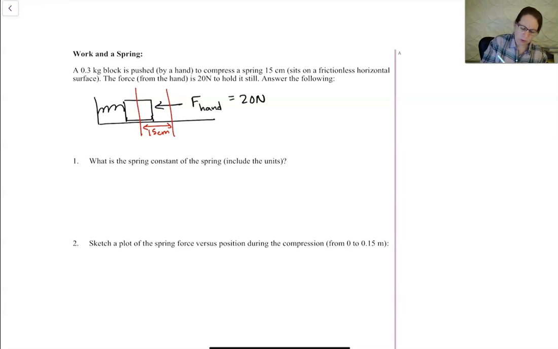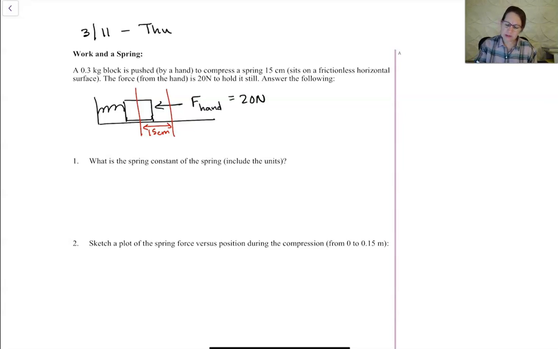So this is from the Google Doc, the end of it on Thursday, the 11th. And this is connecting work that we calculate with the spring and finding the spring constant with the kinetic energy. So here's the first setup.